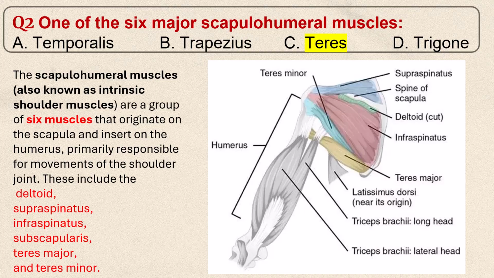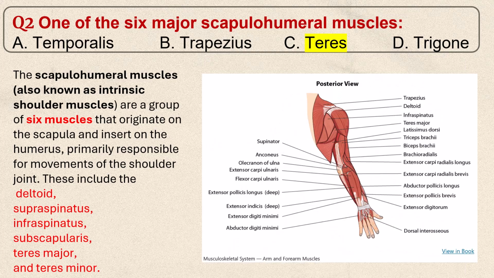But if you are preparing for AAPC CPC, you do not need to memorize these muscles. You can check the ICD-10-CM code book. There you can refer to the anatomical illustrations. In the ICD-10 code book, you can see this picture is available. There you can find the teres muscle in the posterior view. That is the musculoskeletal system, arm and forearm muscles. So you can refer to this picture as well.